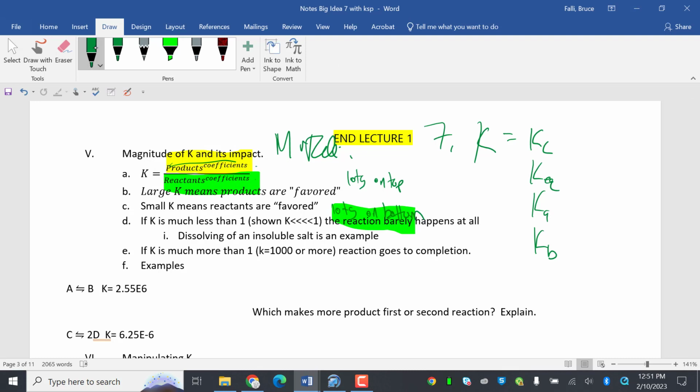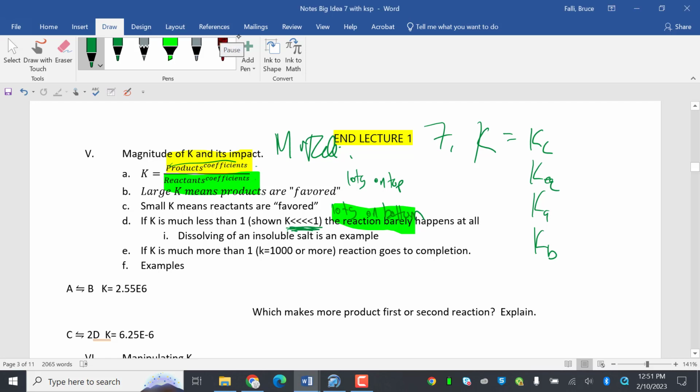So if k is much less than 1, and they do show this with many less than signs, the reaction barely happens at all. Dissolving an insoluble salt is an example where K would be much less than 1. It dissolves, but just barely.